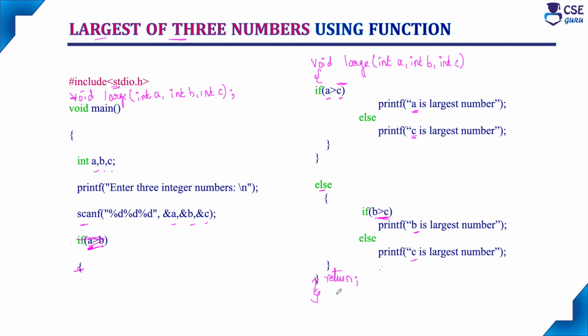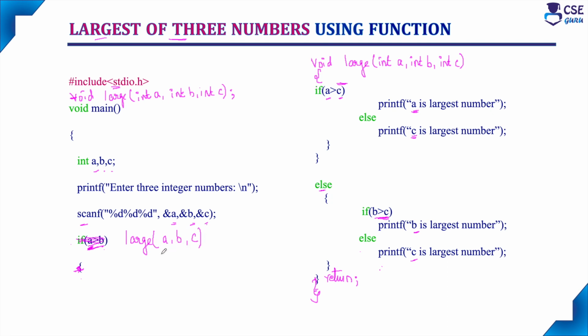Where is the function call? We need to include it within the main function. So the function name is large, and the parameters we are passing here are a, b and c. So here we will store them in the variables a, b and c, and these three parameter values we need to pass from the function call to the user-defined function. That is the function definition. So large of a, comma, b, comma, c.